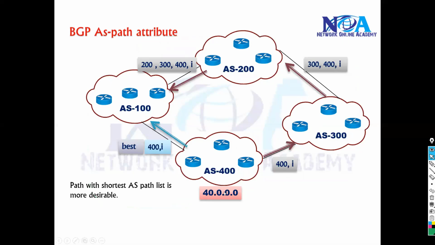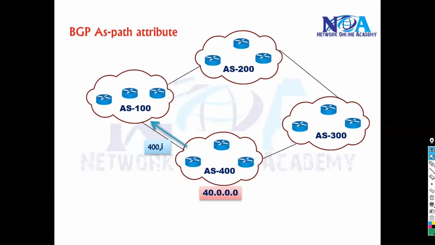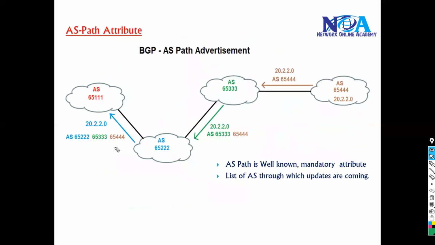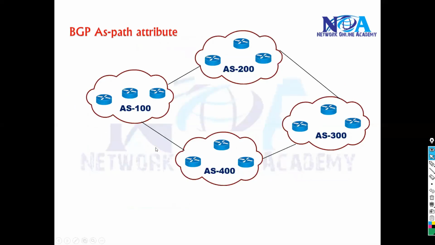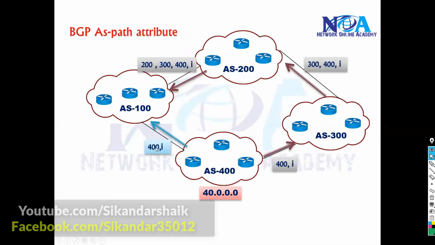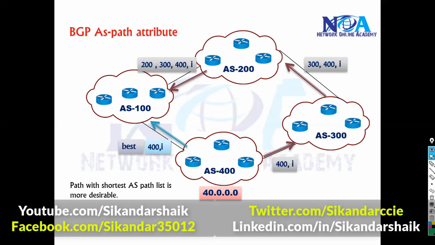Okay, so that's the AS-Path attribute. When BGP carries any update, it will include the AS-Path information. And whenever you see the AS-Path information, the last number will be the originating AS and the first number will be the neighbor AS. It is also used in loop prevention. And if there are multiple ways you receive the same route updates, then it is going to select the best route based on the shortest AS path list, which is more desirable.